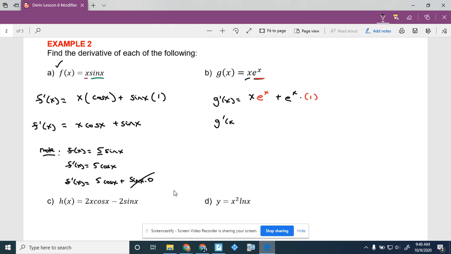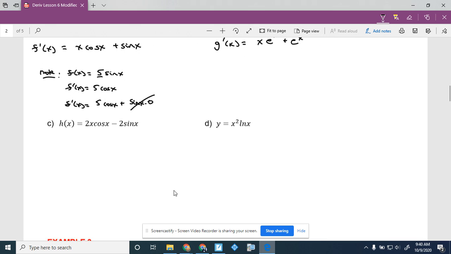All right, so here we go. So g prime of x, simplified, spruce it up, is x e to the x plus e to the x. And there's your slope-producing machine. And we had to use the product rule, okay? Let's keep going. Let's go to C.